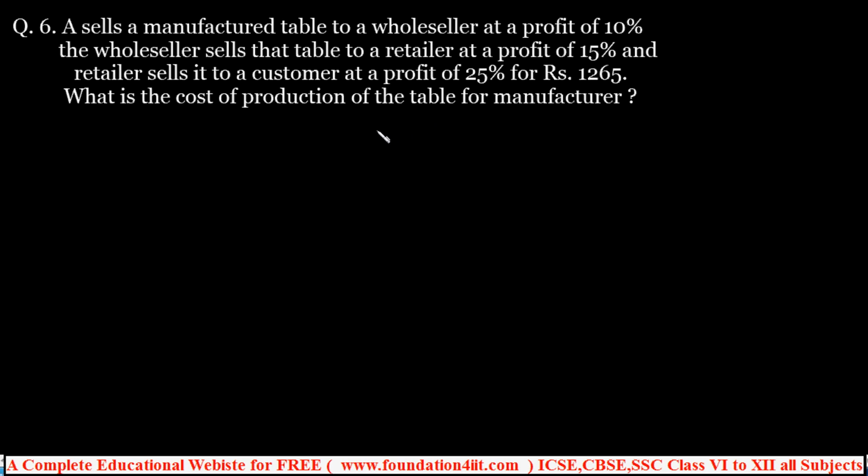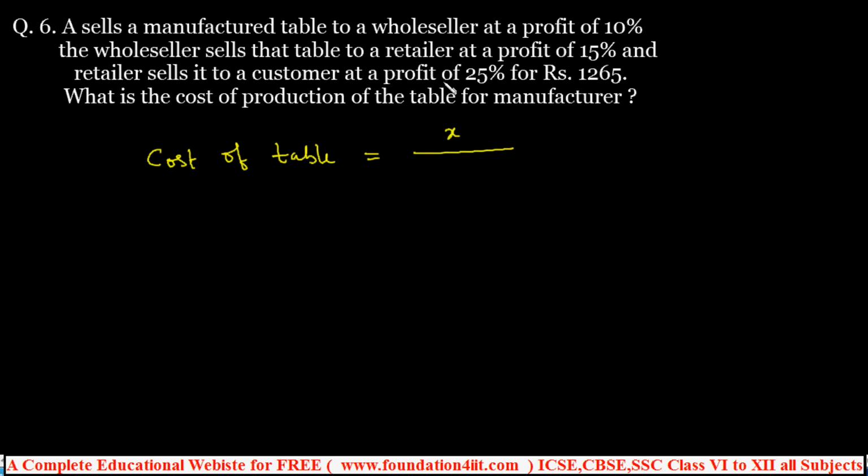So in this case, the cost of production of the table for the manufacturer, let us take X. Again, we should find out the selling price of the manufacturer, which is nothing but the cost price of the wholesaler. So instead of all this, we learn the shortcut trick, right? If you observe the cost of table, X is the final rate which is given, what the customer got for 1265.